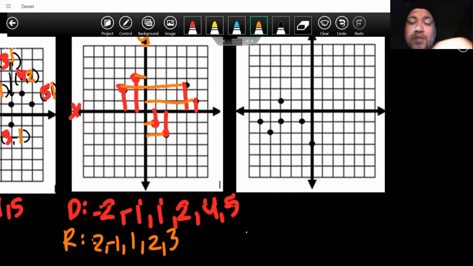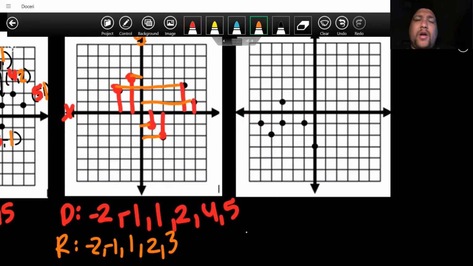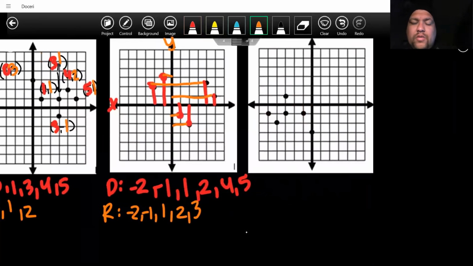I would like for you guys to pause it and try this problem out on your own. Again, just work as much as you guys can on this. Ms. Reyes definitely knows how to do these, so please ask her for help if you need to.